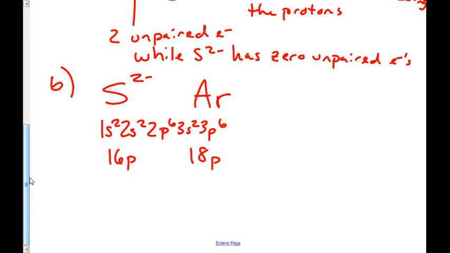Let me read what they have exactly. It requires less energy to remove an electron from a sulfide ion than from an argon atom. A valence electron in the sulfide ion is less attracted to the nucleus, +16, than is a valence electron in the argon atom, +18. Now, they did not say nuclear charge. That's one of the first times I've ever seen that not being said.